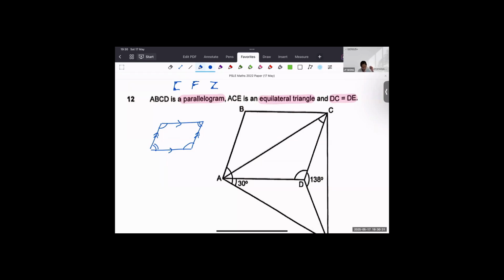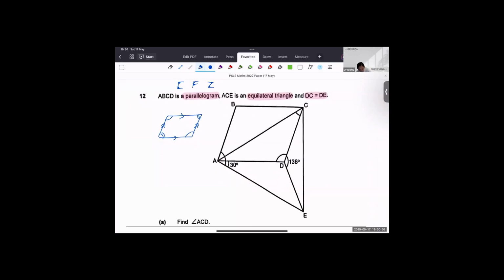Okay, so now let's talk about it. Where is the equilateral triangle? So we have to figure out where's the equilateral triangle first, because that will tell us a lot of things, that all these angles here are 60 degrees. Okay, next, DC is equals to DE. So DC, DE, that makes triangle DCE an isosceles triangle.